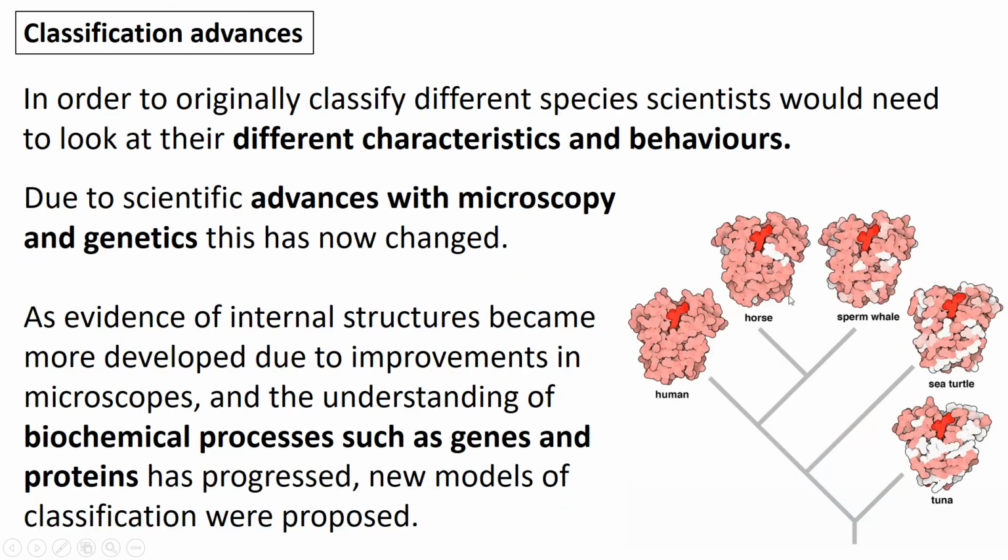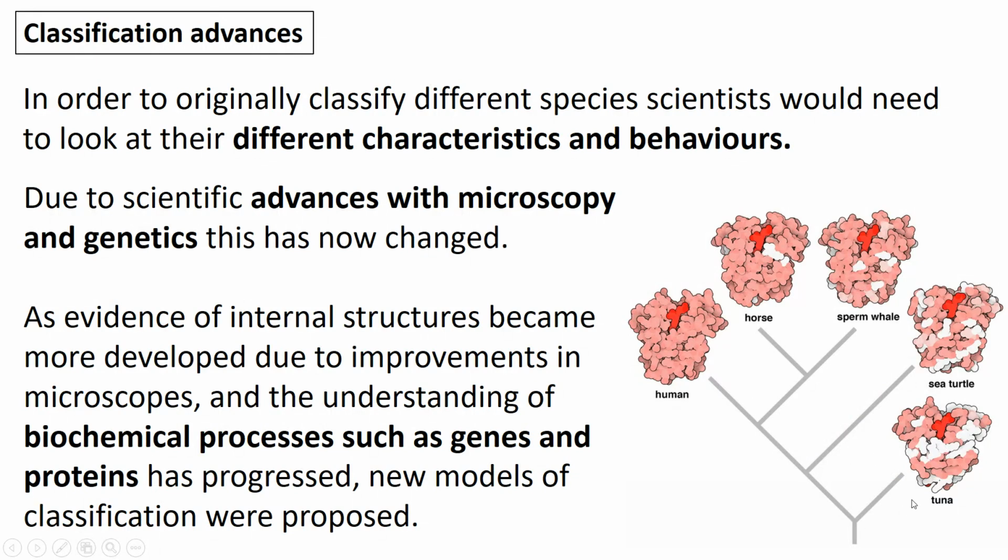However, things have changed since Linnaeus' time in the 1600s. We started to identify cells, we started to see things with microscopes within the cell, and we understood more about genetics. So nowadays, we classify things in a slightly different way because of these developments. We can actually use genes and proteins to help us understand the relationships between all the different species as well. So you can see here, this is hemoglobin from a human, a horse, a sperm whale, a sea turtle and tuna.